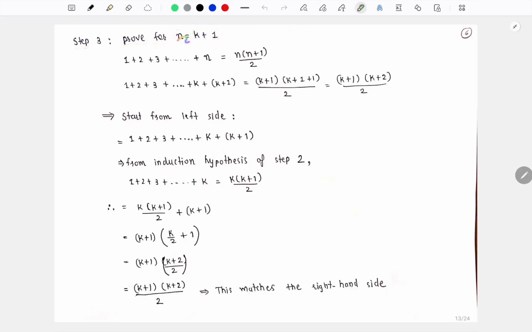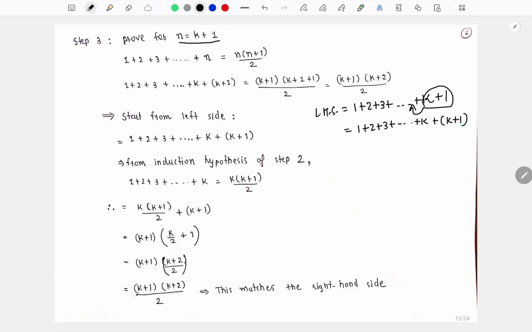So in the left side, we need to put n is equal to k plus 1. Like this, we can write 1 plus 2 plus 3 up to k plus 1. Left hand side is equal to 1 plus 2 plus 3 plus up to k. But we can write k for n is equal to k plus 1, so k plus 1. If the last term is k plus 1, what can be the previous term? k. So we can write 1 plus 2 plus 3 up to k, plus k plus 1.